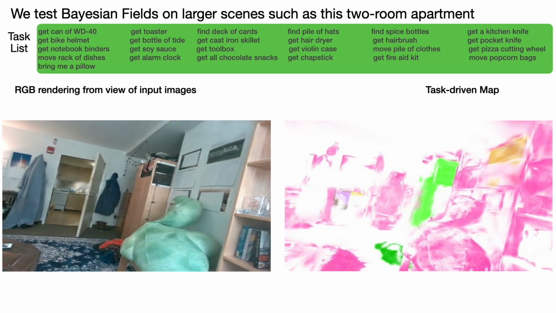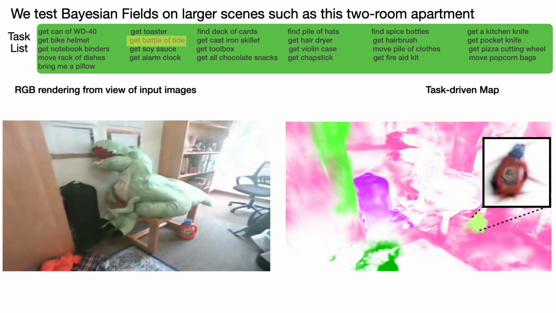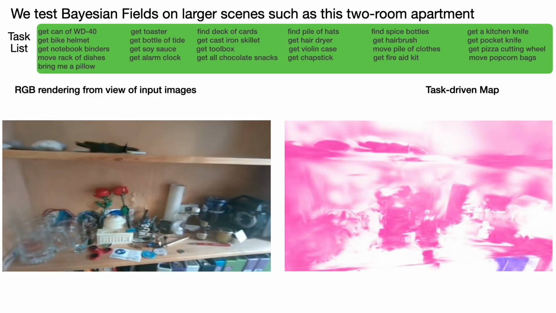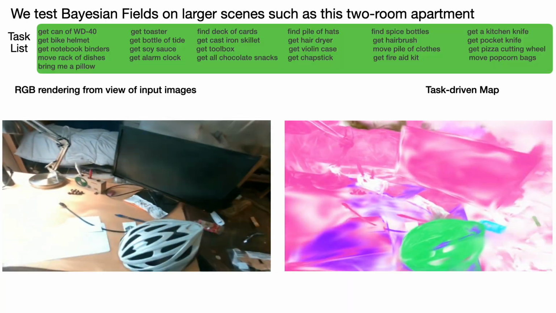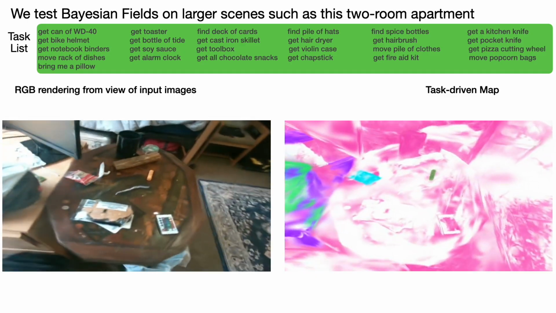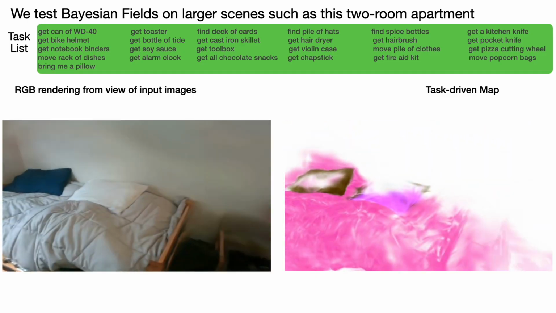We test Bayesian Fields on larger scenes, such as this two-room apartment. Here we show renderings at the poses of the sensor images along with our final output map. We show object extractions for select objects in our map. A large portion of the irrelevant regions of the scene have been clustered into a single magenta-colored object. This demonstrates compression of task-irrelevant parts of the scene.